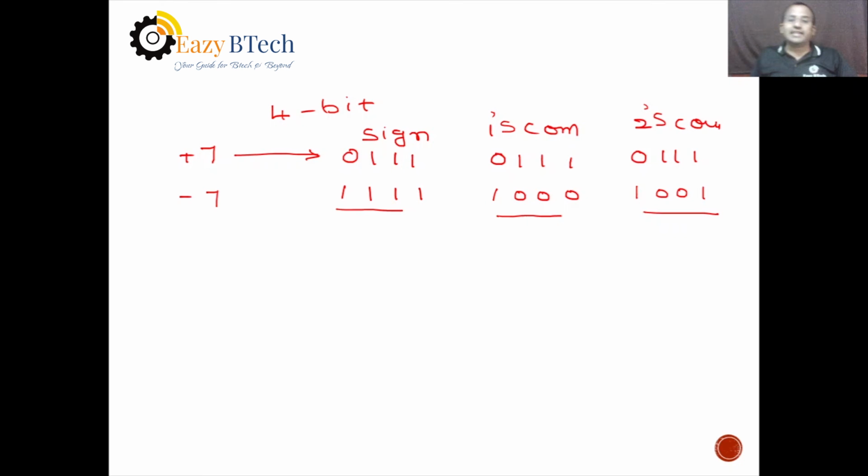So in this class we have seen the different types of numbers. We can have signed numbers and unsigned numbers. In unsigned numbers, all the bits represent the magnitude, but in case of signed numbers, we have three different representations: signed magnitude, 1's complement and 2's complement. The positive numbers are represented the same in all three systems. The only difference is that minus 7, or the negative numbers, are represented differently in different systems.